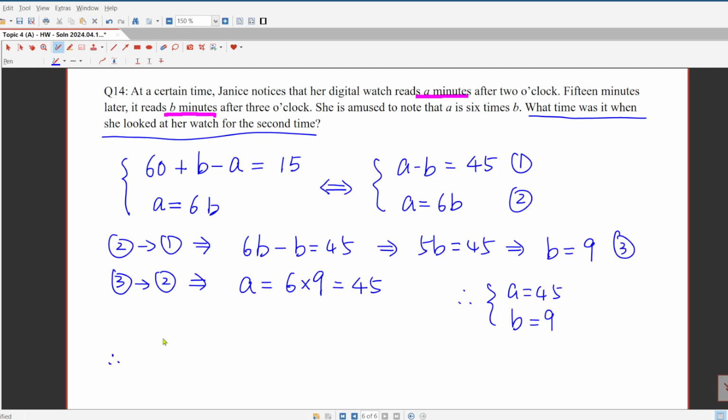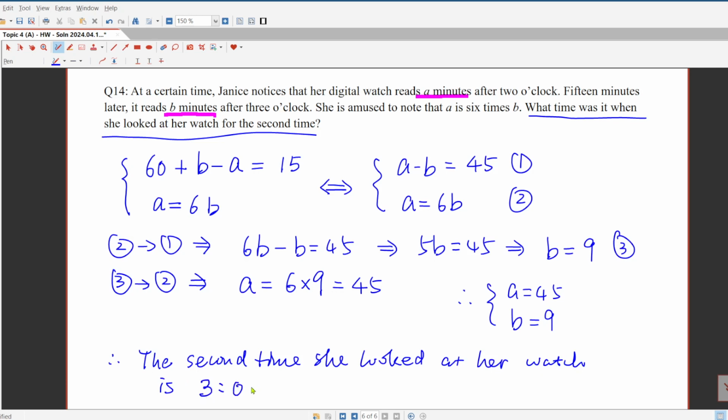So we could say the second time she looked at her watch is 3:09, right?